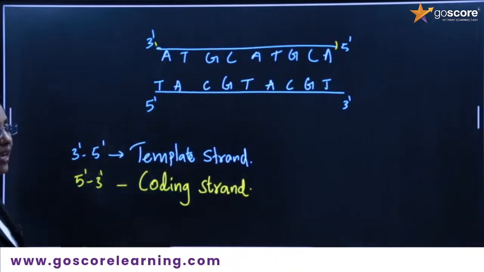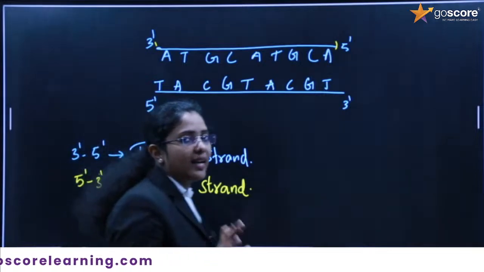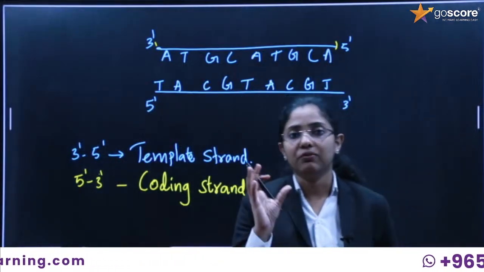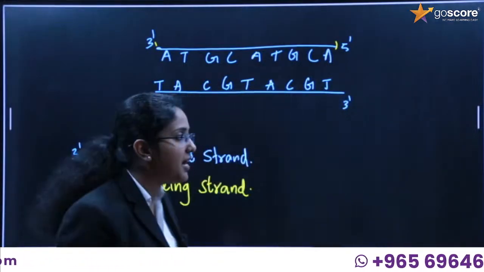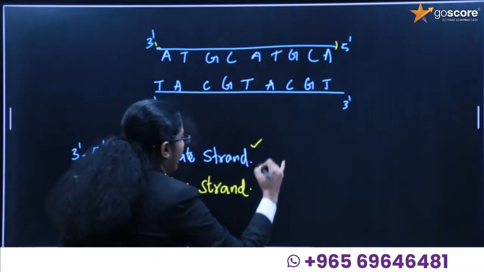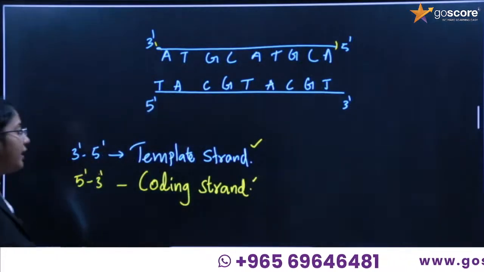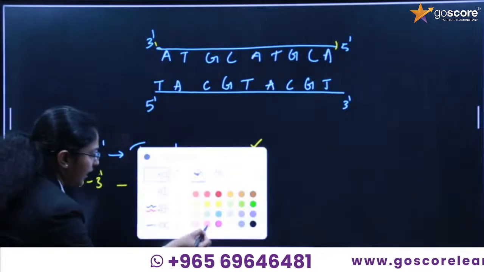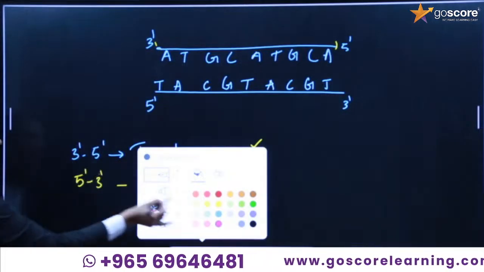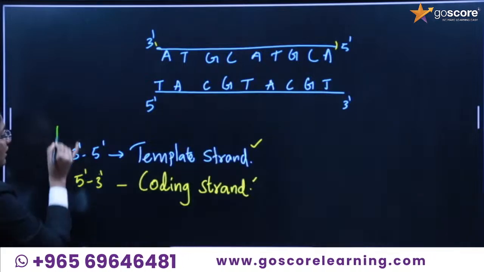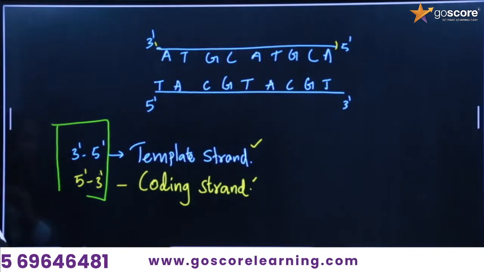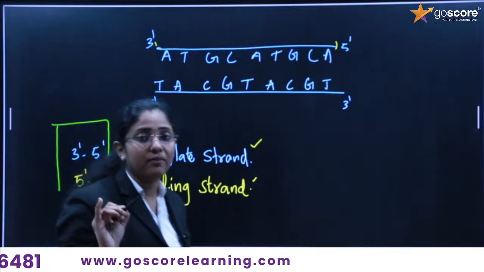Okay, so this is the basic unit of a transcription, the transcription unit. The first one you have to note down is the template strand and the coding strand. And also, dear students, it is very important to note down the 3 prime 5 prime position and the 5 prime 3 prime position.